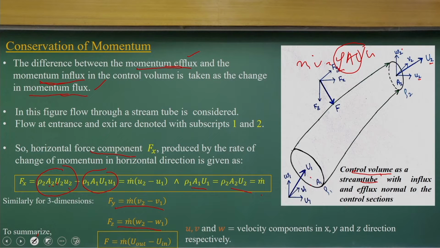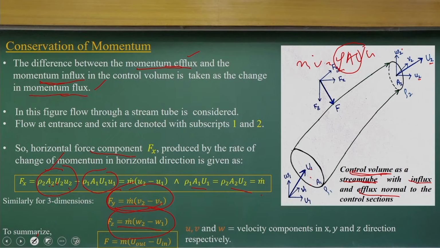So we can find out the forces acting in the y direction and the z direction for this control volume, just by writing the mass flux and the change of the scalar velocity components, v2 minus v1 and w2 minus w1, indicating what will be the force acting in the x, y and z directions. This is a very simple way to apply the conservation of momentum equation for the control volume as a stream tube, with an influx and outflux which is normal to the control surface.